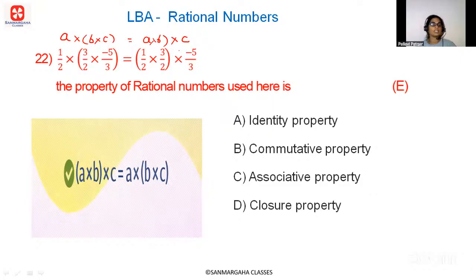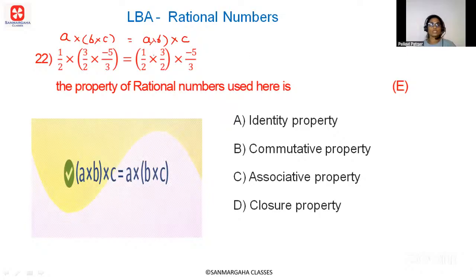So how do we state this? This property states that when we multiply three or more numbers, the way in which the numbers are grouped does not change the final product. So whichever way you group the numbers and multiply, it does not change the final product.